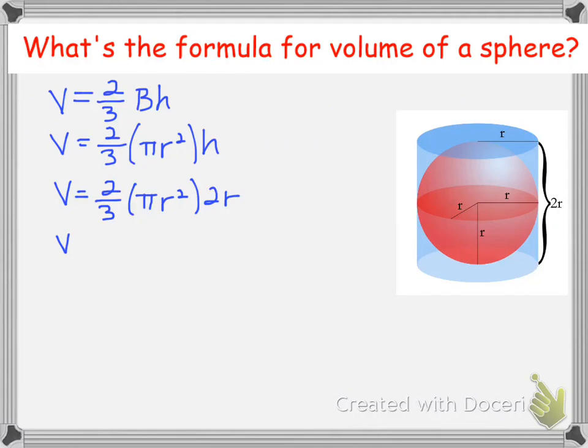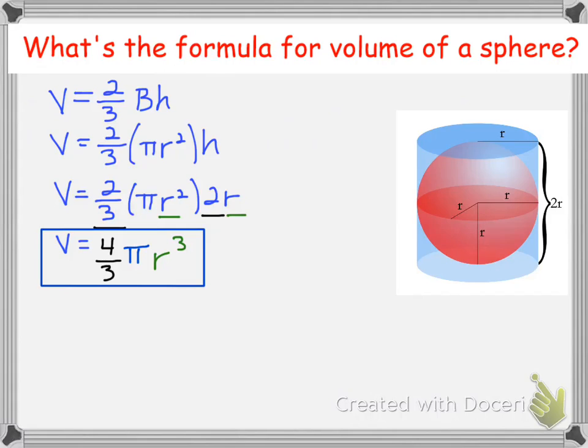So let's actually start to clean up this formula because it's starting to look a little crazy. When we start to look at the formula, we can actually simplify some pieces in terms of what's like terms. So notice that the 2/3 and the 2 are both coefficients, so we can multiply those to get 4/3. We still have the pi, but then we also have an r squared and an r. Keeping in mind rules of exponents, you have r squared and that's an r to the 1 power, so we add the exponents to get r to the 3rd.